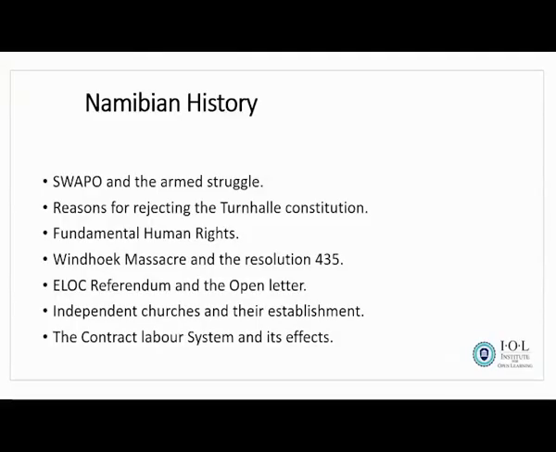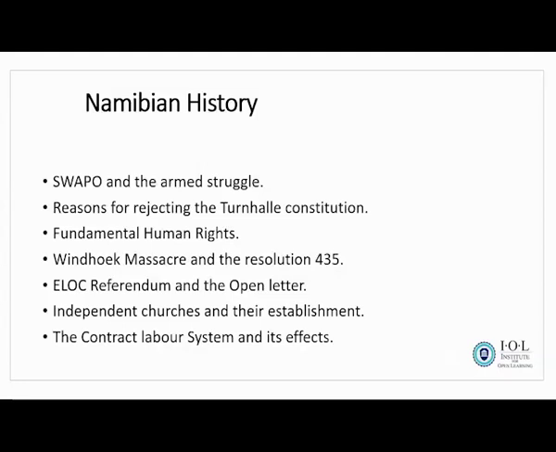And as a result of the ELOC referendum, Bishop Leonard Awala decided to print out the results of the ELOC referendum in what is known as the open letter. So you should also find out how the Namibian people would have felt. If it was you, how would you have felt or thought about the open letter? And you should also know what an open letter is all about, or was all about.